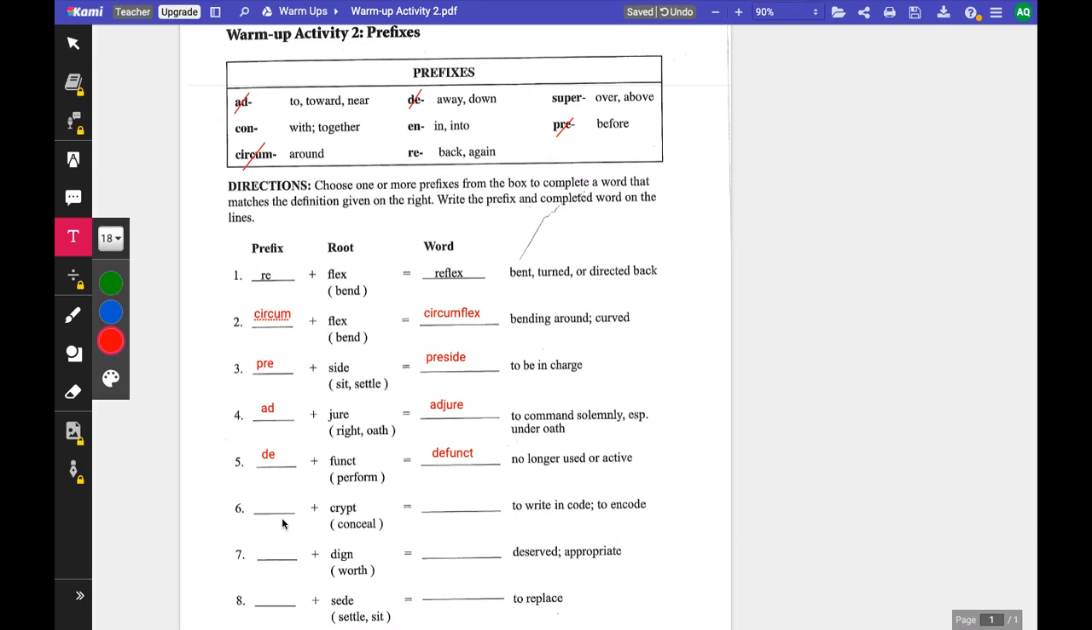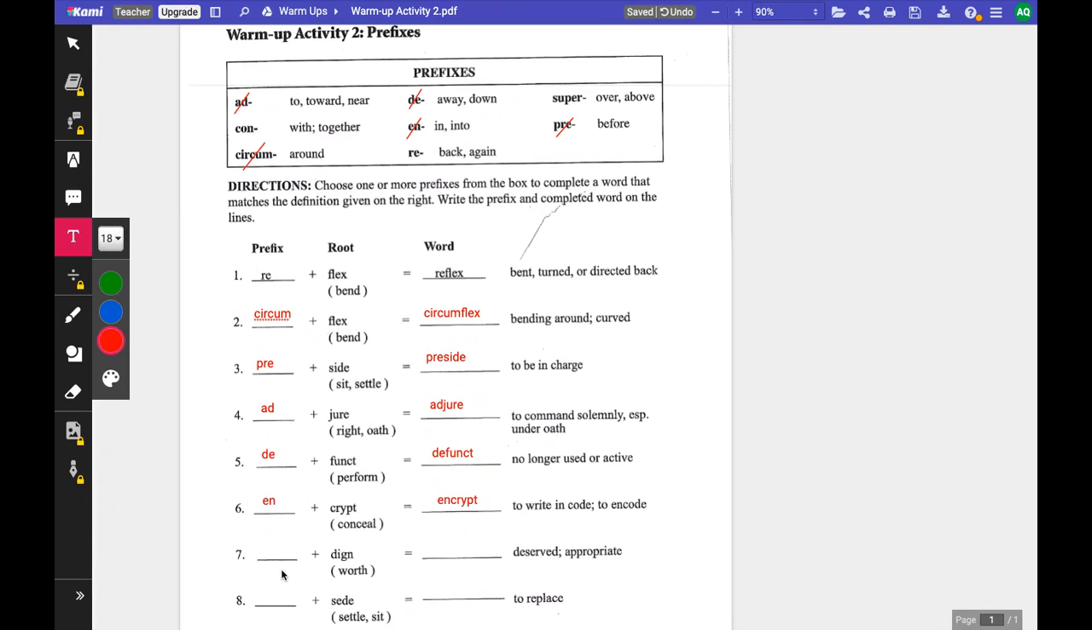Number 6, prefix plus crypt, which means conceal, equals a word that means to write in code or to encode. Yep, we need the prefix en, in, to put into code. To encrypt means to write in code, encrypt. Number 7, we need a prefix with the root dine, which means worth. So it creates a word that means deserved or appropriate.